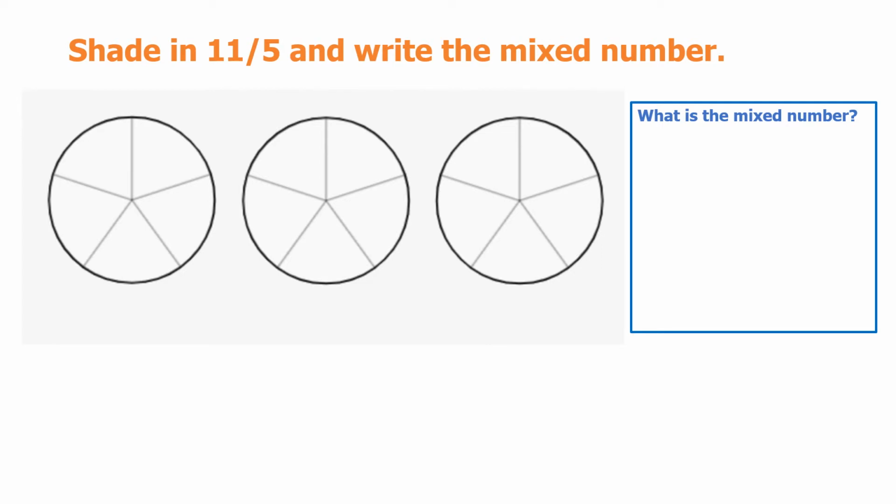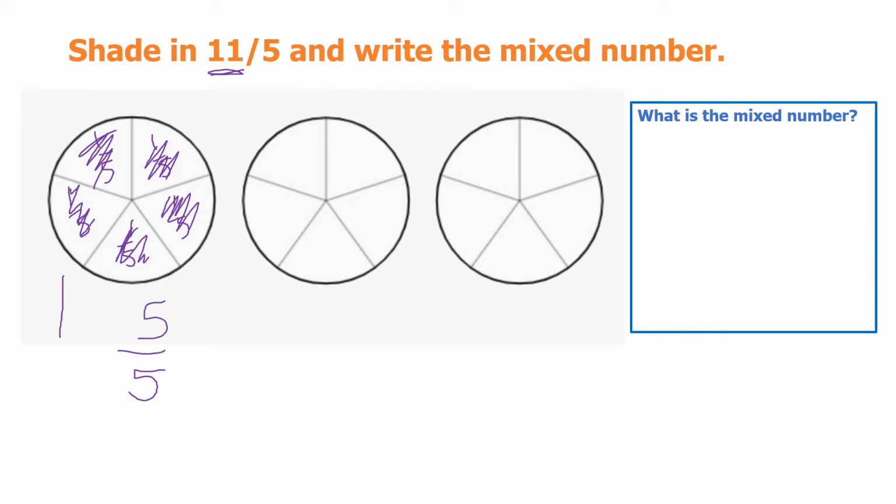Let's look at this one. It says to shade in 11/5 and write the mixed number. So I can see that I have 1/5 here, 1/5 here, 1/5 here, 1/5 here, and 1/5 here. So there are 5 parts right there. All right, and of those 5 parts, I want to shade in 11 of them. So if I say 1, 2, 3, 4, 5, now I can go over to the next one. So this makes 1 whole, right? Because I just did 5/5.